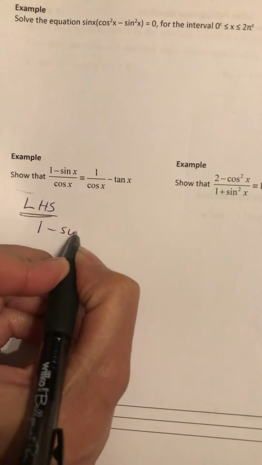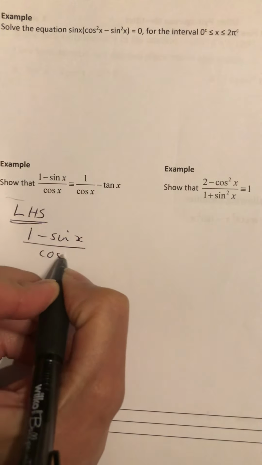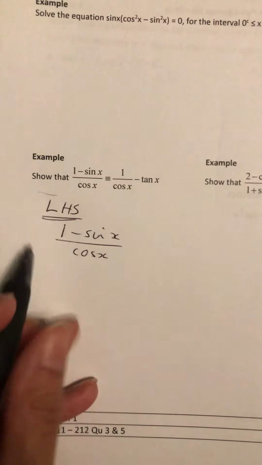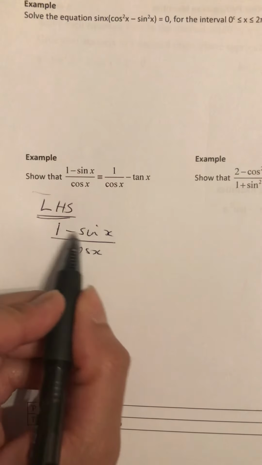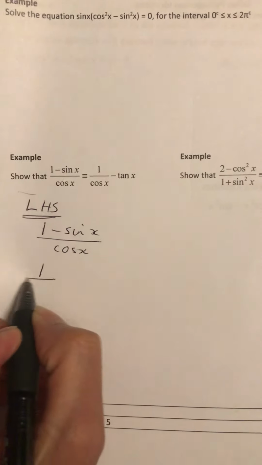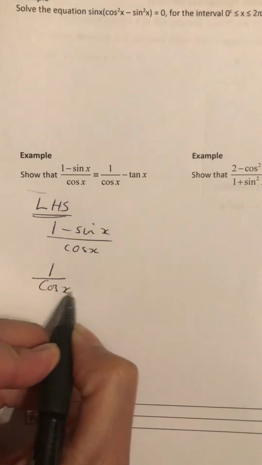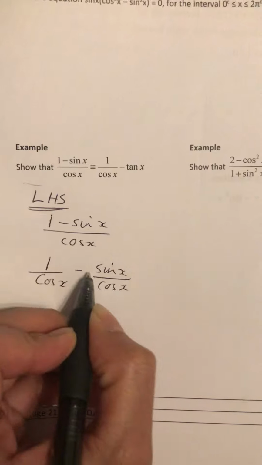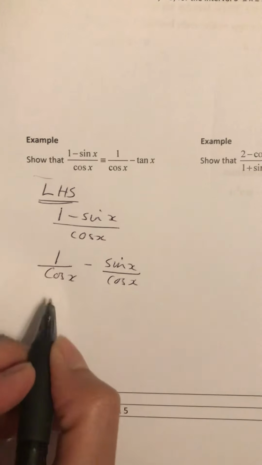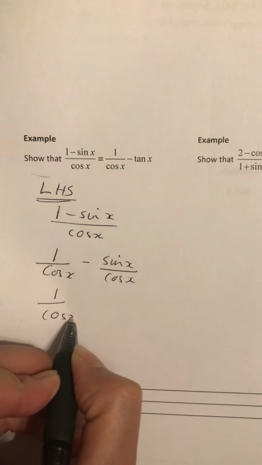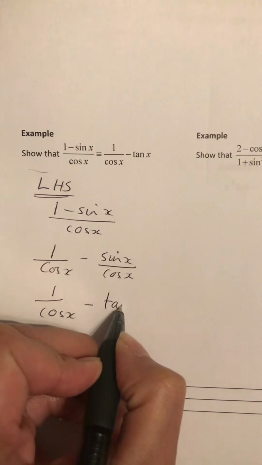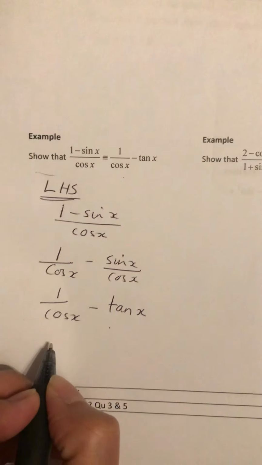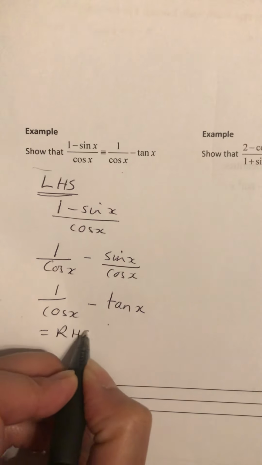So I'm just going to write it out again. And this is quite a simple example, and I can see I can split my numerator. So I've got 1 over cos x minus sine x over cos x. Now this bit, I recognise that, that's tan x. So I'm going to rewrite that as 1 over cos x minus tan x. And that's equal to the right-hand side.